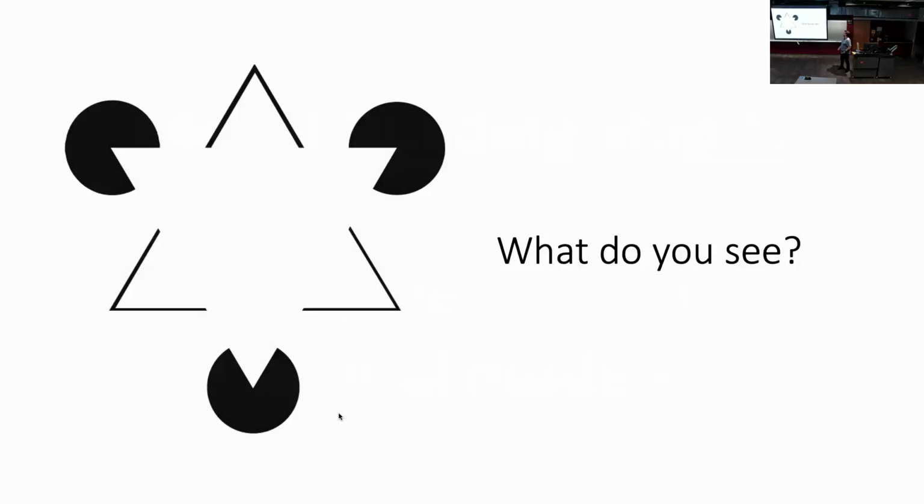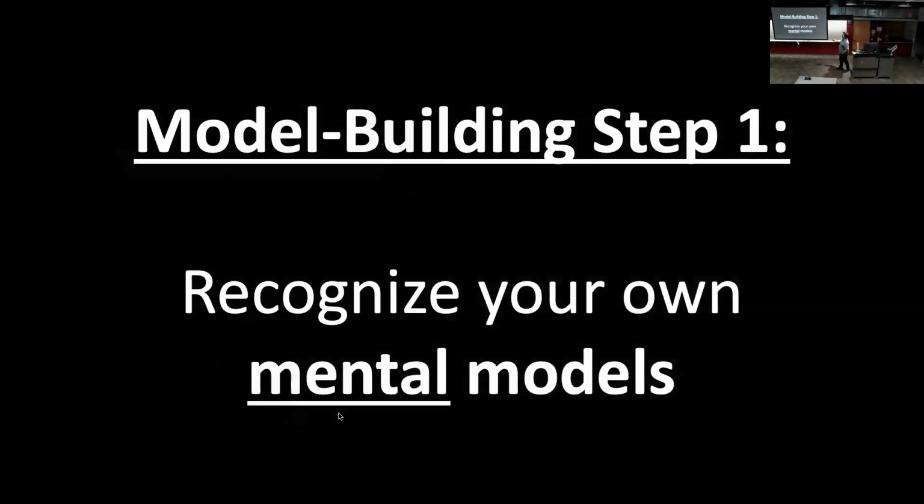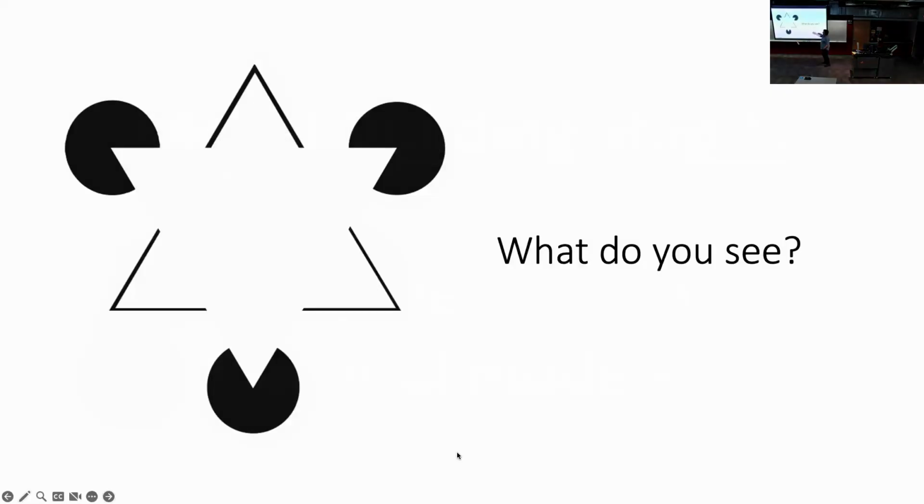All right, so more interaction here. So let's recognize your mental models. Those are kind of the most important models because that's from which we get all of these other types of models. So what do you see here when you look at this? What does your mind see immediately when you look at this pattern? Any thoughts?